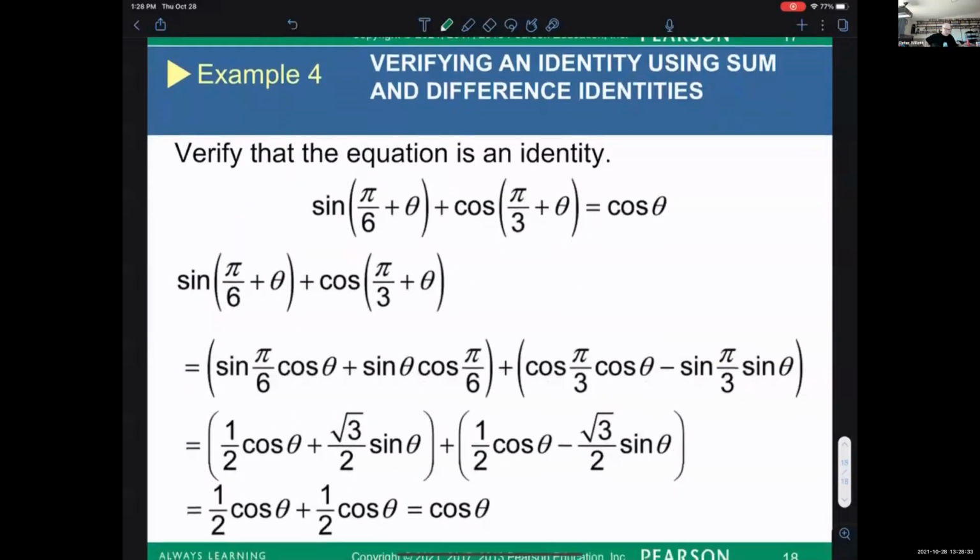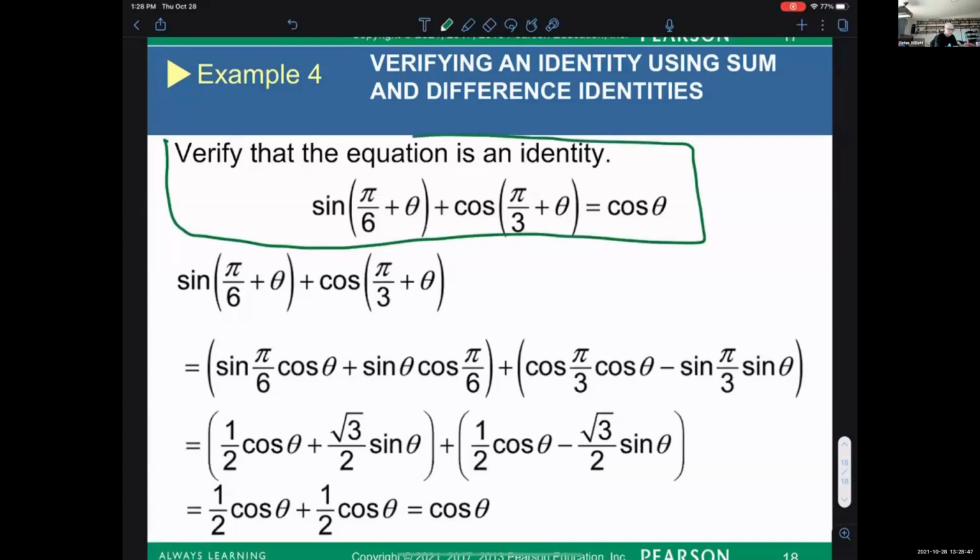So we have one more example on this final slide to finish up with today. Verifying an identity using sum and difference identities. So it says verify that this equation is an identity. And this is a kind of weird looking specific identity: if I have the sine of this sum of angles with pi over 6 and theta, and I add that to the cosine of this other sum of angles with pi over 3 and theta, then in the end, this is all just the same as cosine theta.